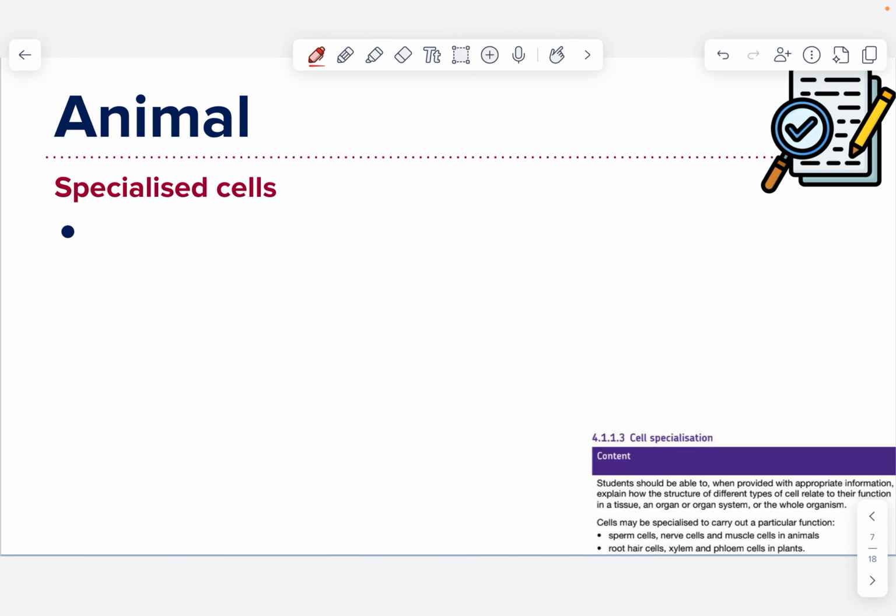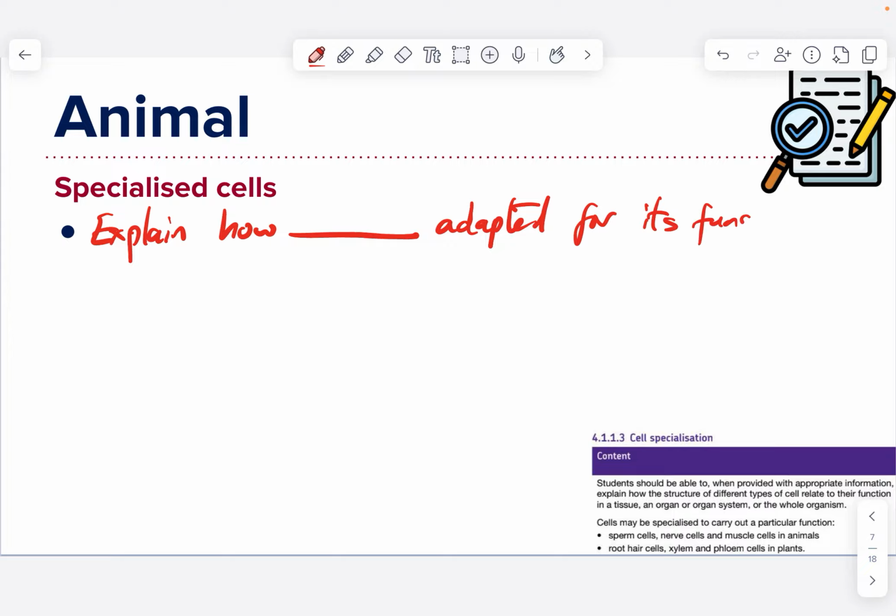So specialized cells. Whenever they're talking about a specialized cell, the type of question you'd get would be: explain how the type of cell is adapted for its function. Yes, they could ask you specific examples like a sperm cell, a nerve cell, a muscle cell, but the reality is this is where they can get you to apply your knowledge and really think about particular organelles. And the reality is they're all pretty similar.